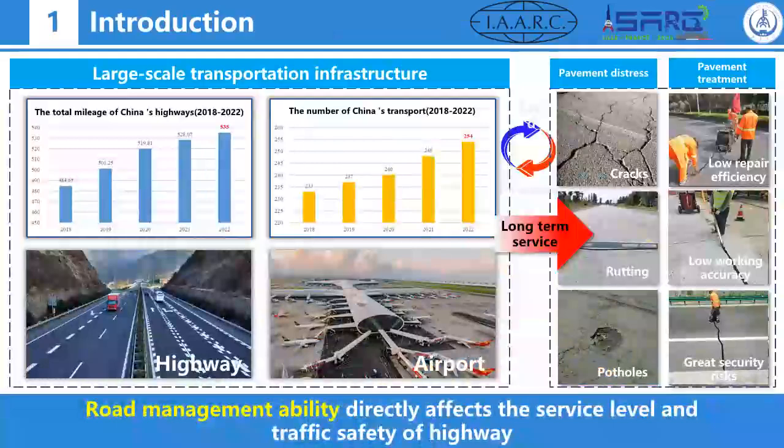China's road network and the number of airports have reached a large scale in terms of infrastructure. Due to traffic loads and natural environmental factors, road surfaces are prone to various distresses such as cracks, ruts, and potholes. Currently, the repair of these distresses is plagued by low efficiency, low working accuracy, and significant safety risks. The long-term operation of such massive transportation infrastructure results in a substantial demand for inspection and maintenance.